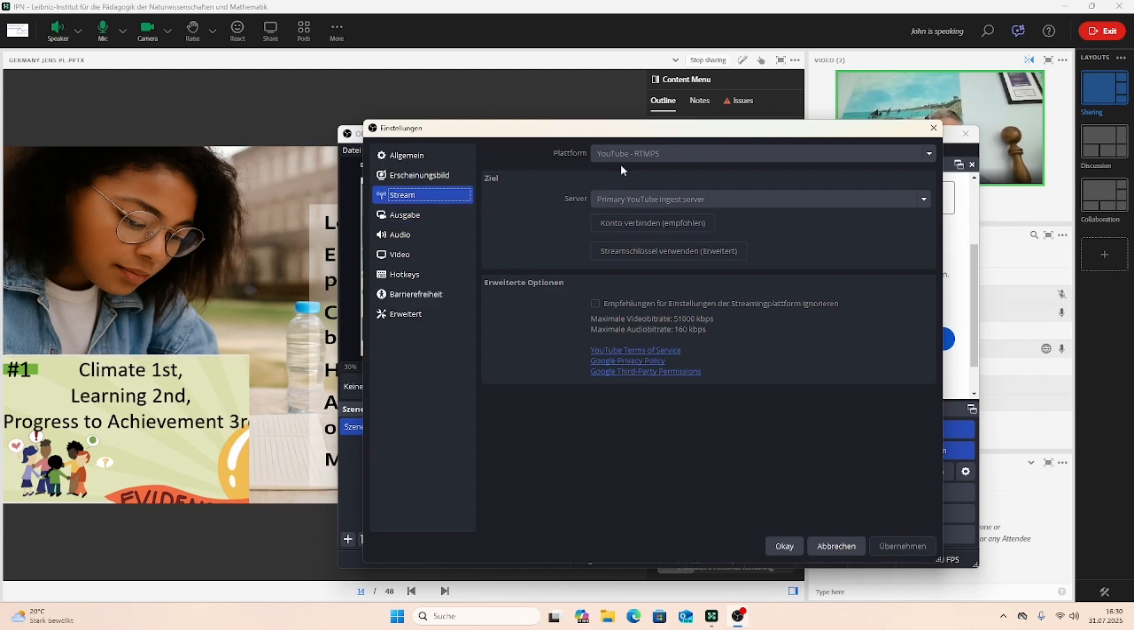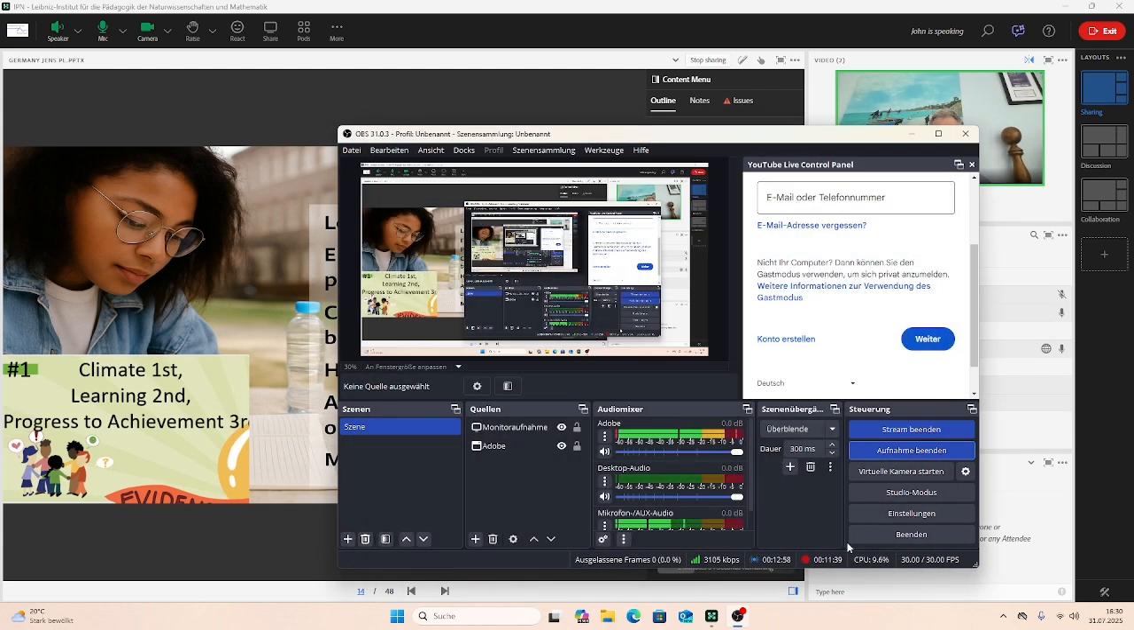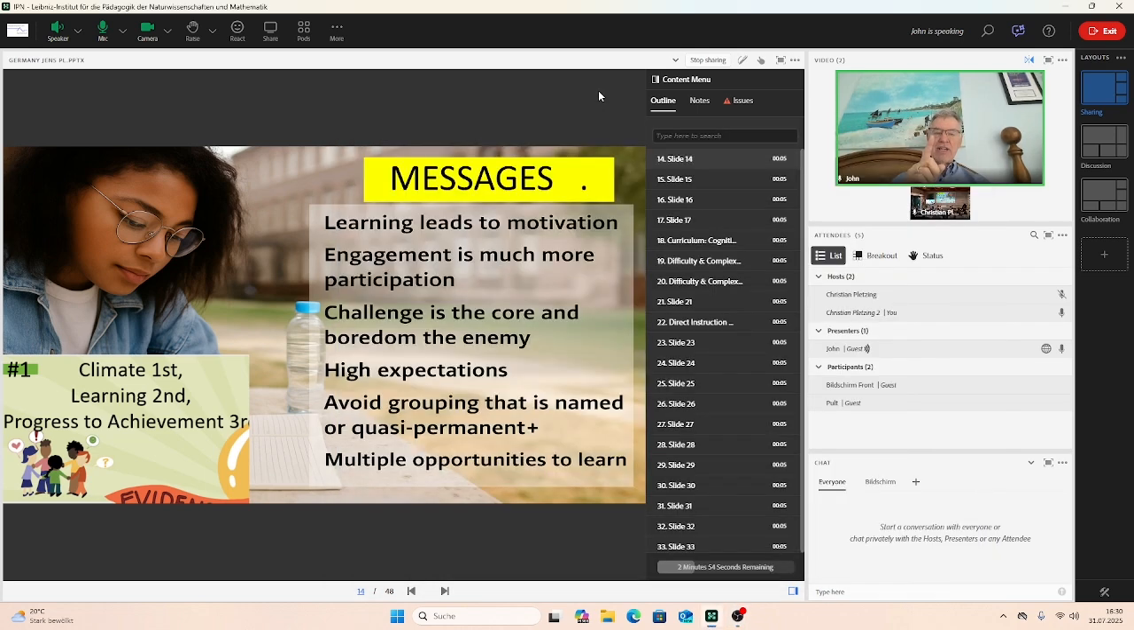Now, let's be careful. Within class grouping has an effect size of 0.5, provided it's not labelled and it's not permanent. And students need multiple opportunities to learn.